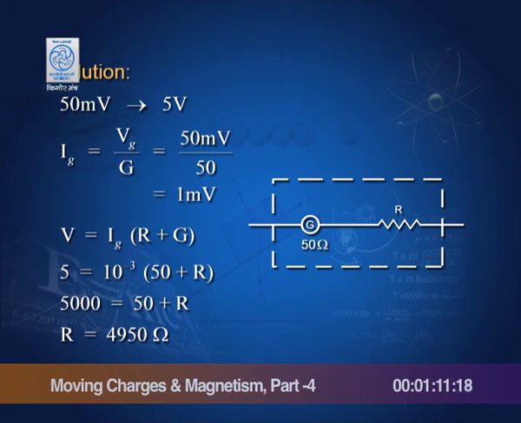4950 ohms. It means if we want to convert a galvanometer of 50 ohm resistance, which gives full scale deflection at 50 millivolt, into a voltmeter of 5 volt, then we have to connect a series resistor of 4950 ohms with the given galvanometer.